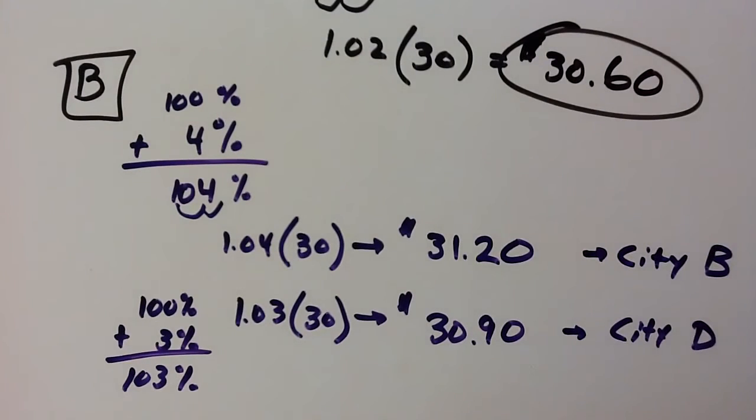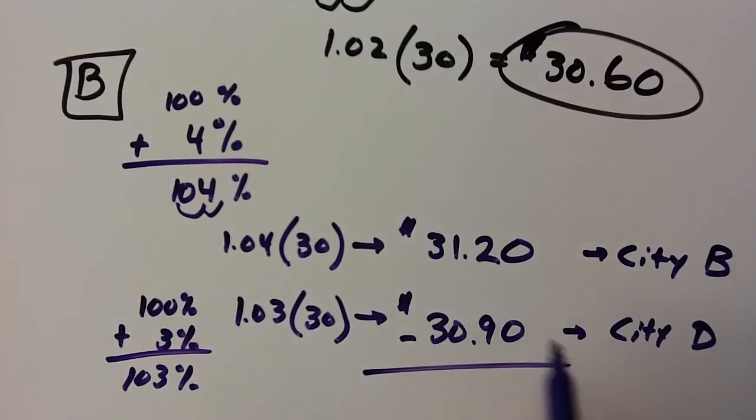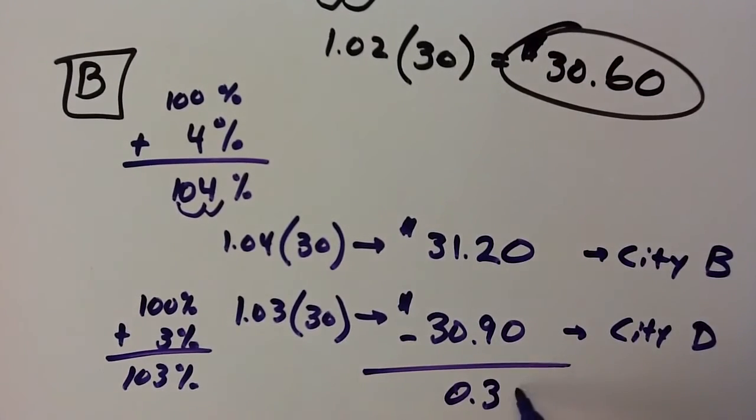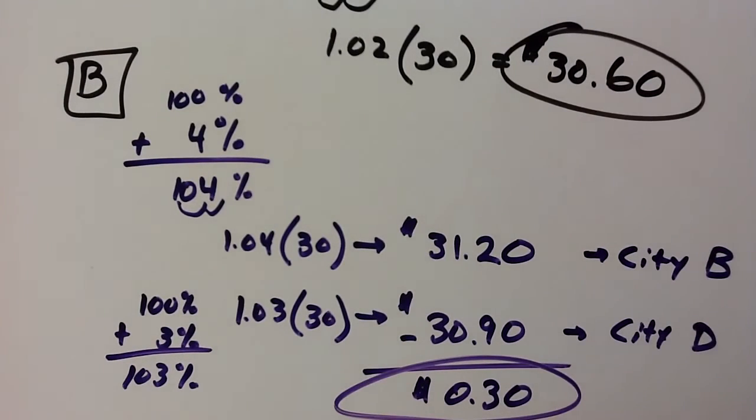Okay, so now we're ready to find the difference. We know it's this much in city B and this much in city D. So how are you going to find the difference? How are you going to find how much more you pay in city B than in city D? Well, difference means subtract. So you're just going to subtract this amount minus this amount, and you would get 0.3 or 0.30. So it's 30 cents. There's a 30-cent difference in city B than in city D.